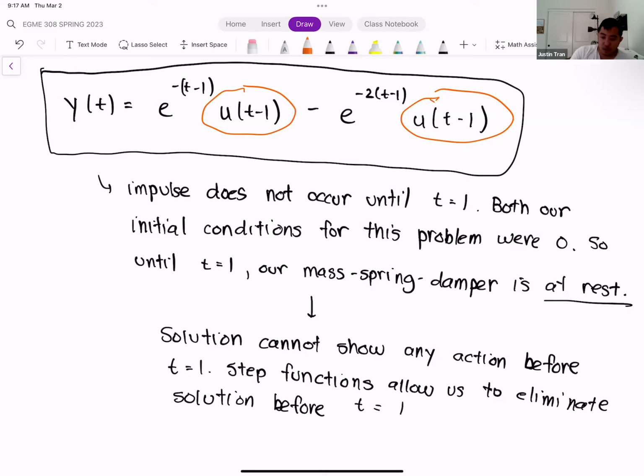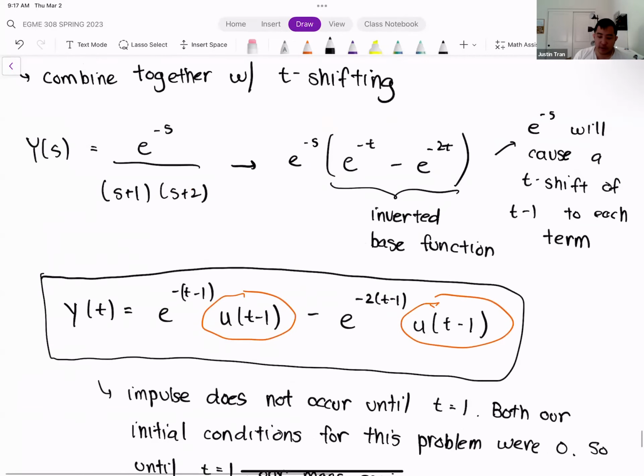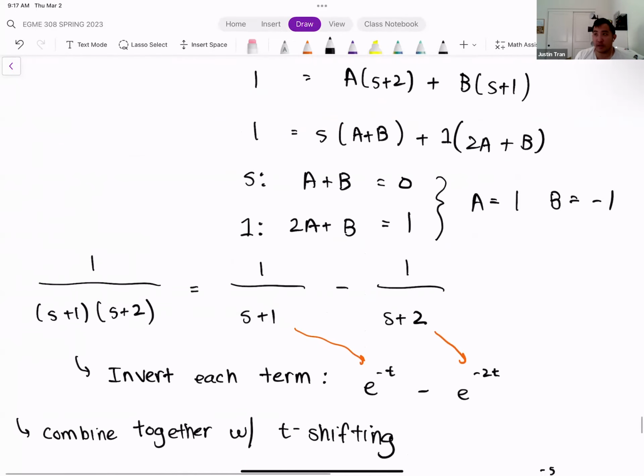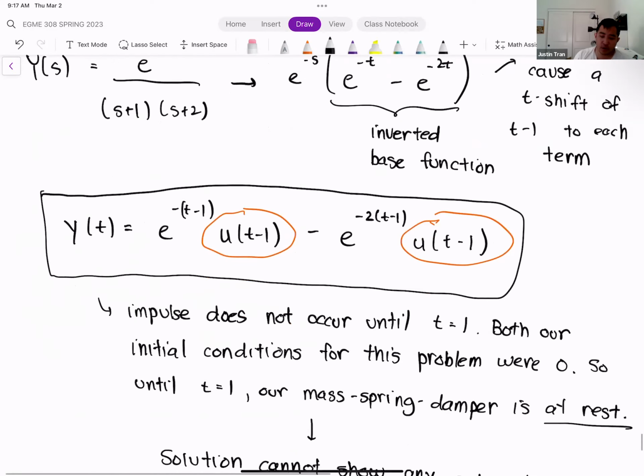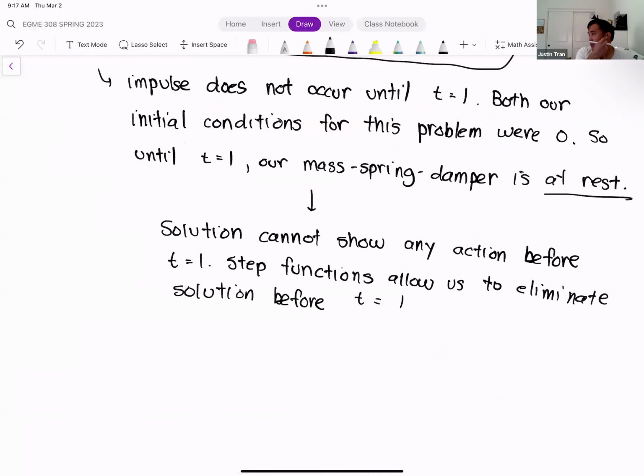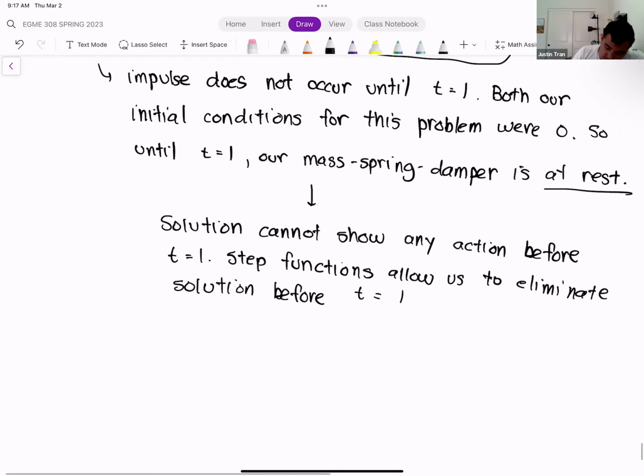All right, so that's our first example with impulse functions. You can see that with the exception of the t shifting, at the end of the day, it's not that bad, right? Hopefully you'll see that this is a bit easier than step functions. All right, so let's talk about another property of the impulse function, but now let's connect it back to our step functions.